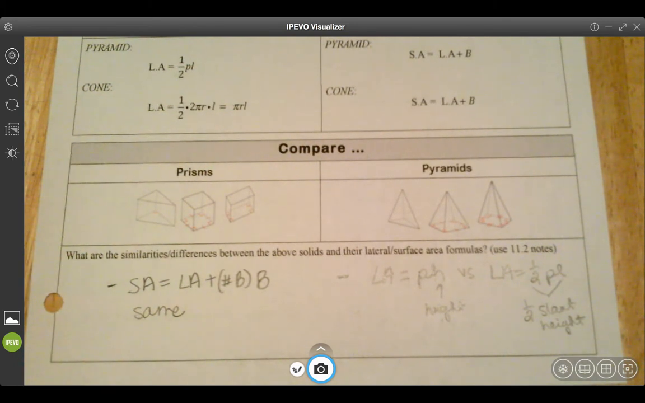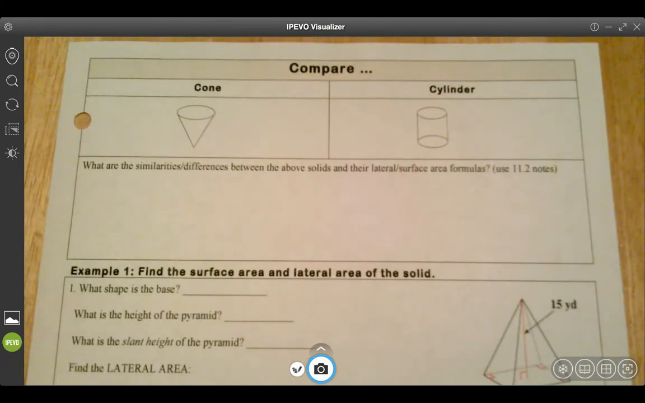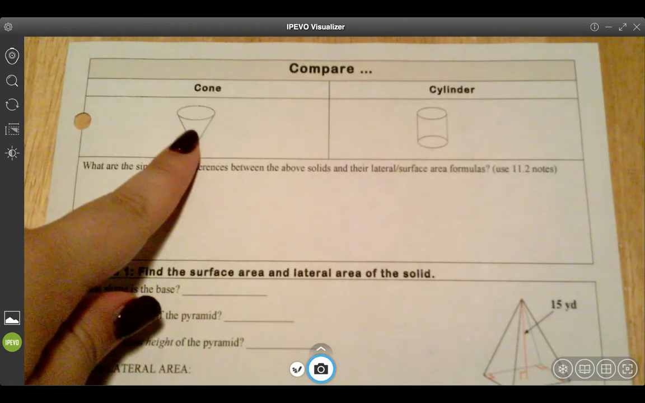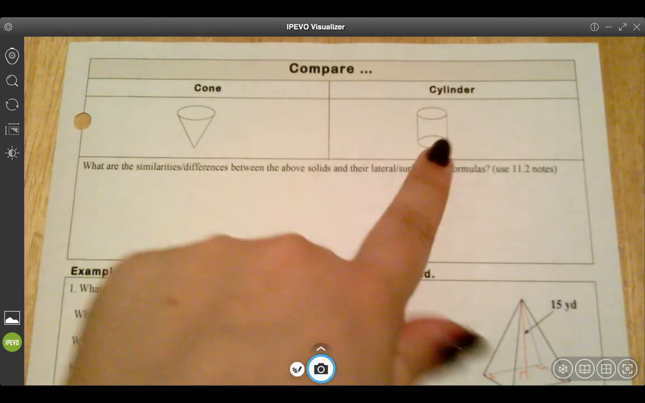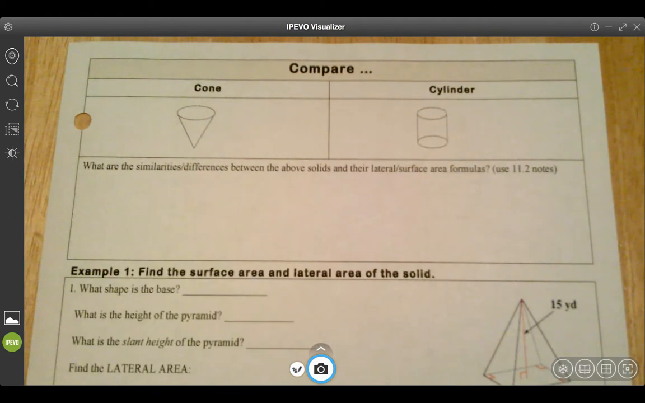So let's look at another comparison. If we compared pyramids to prisms, then we can compare a circular pyramid called a cone to the circular prism called a cylinder. Again, I'd like you to try to think of one or two things for this, and then I'll give you a couple as well.